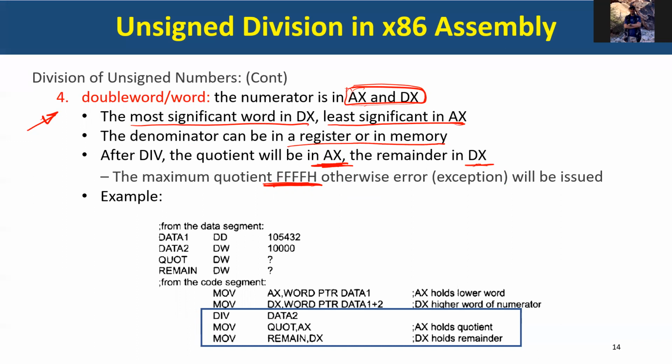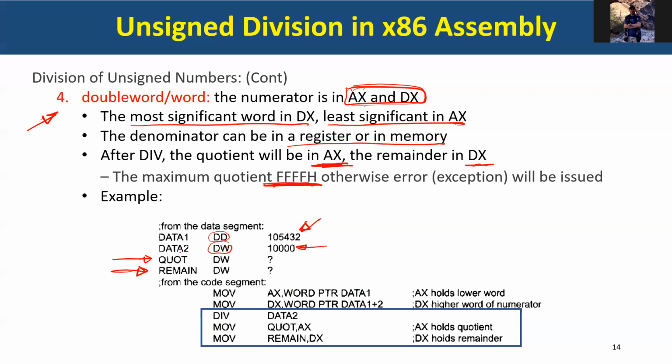Here is an example. We want to divide data 1, which is this number 104,432, by that number. The first one is a double word, defined with define double word, and the second one is just a word, defined with define word. And you want to put the quotient in this variable, and the remainder in this variable. So first we move data 1 to AX.